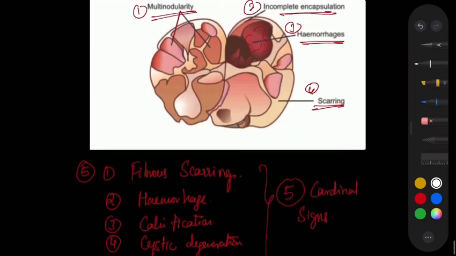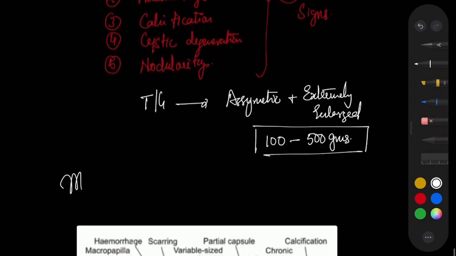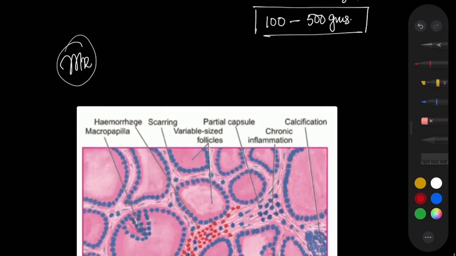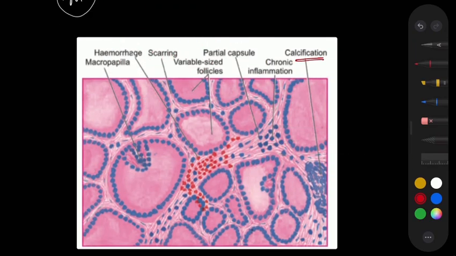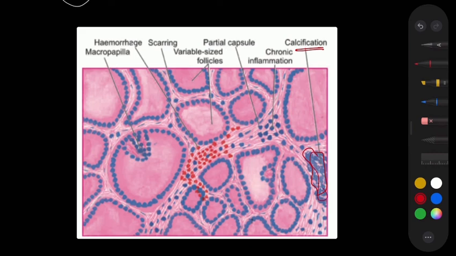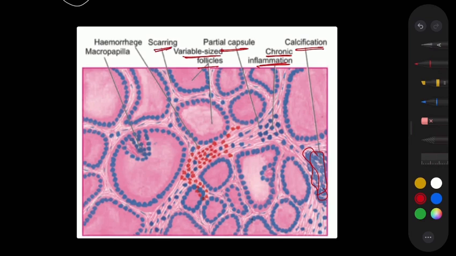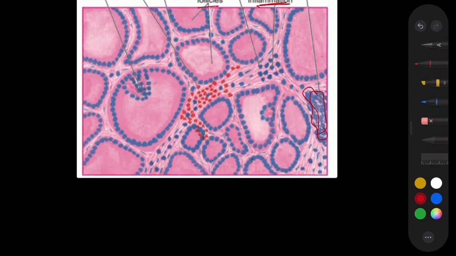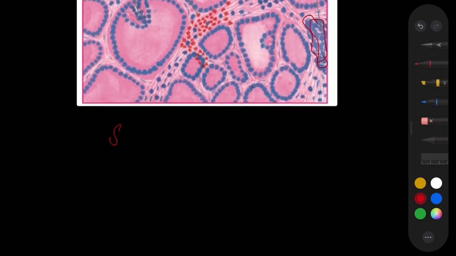Now let's come to the microscopic features. We see calcification here. We're seeing areas of calcification. We also see chronic inflammation. We can see that there's a partial capsule. We are seeing variable sized follicles here. We also see areas of scarring, hemorrhage, and macropapilla. We also see something called Sanderson's polar cushions.